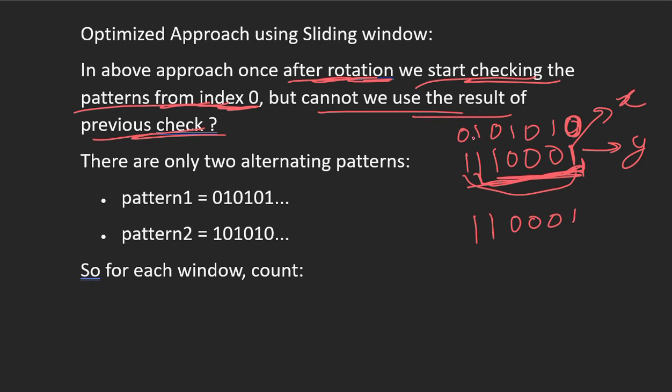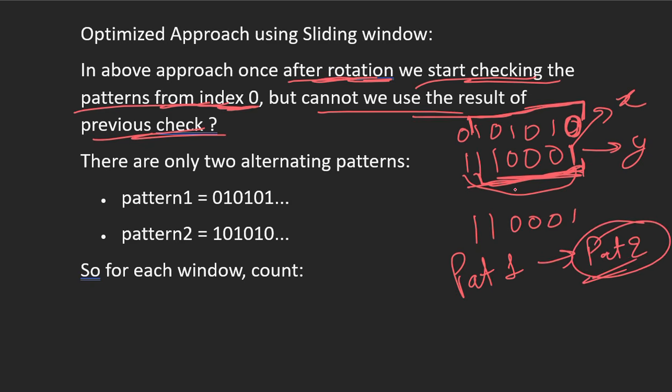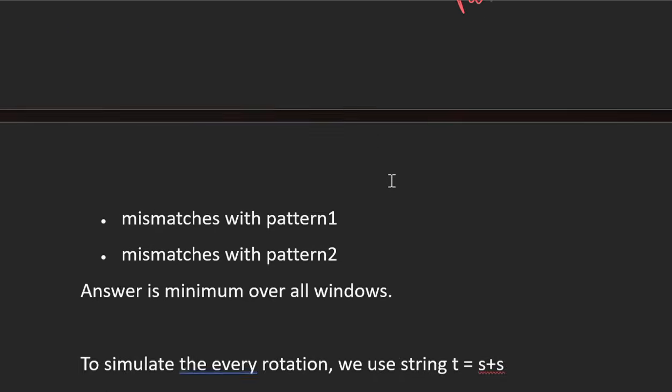So now if you see the pattern, earlier it was pattern 1, 0 1 0 1 0 1, but now it has become pattern 2, right? So we can use pattern 1's result to find pattern 2's mismatches in the next round, right? So we'll be using these sliding windows. Let's see how we'll be using them.